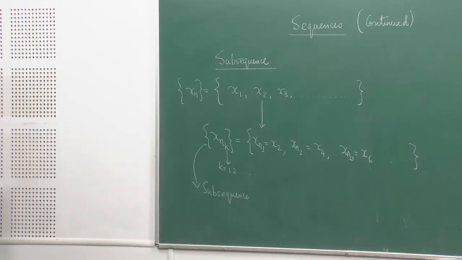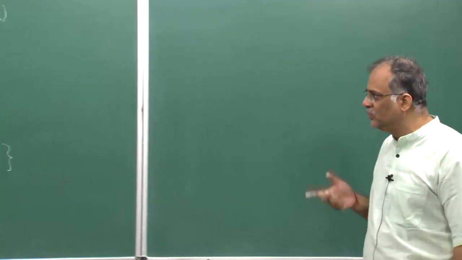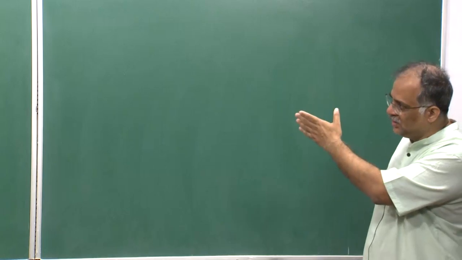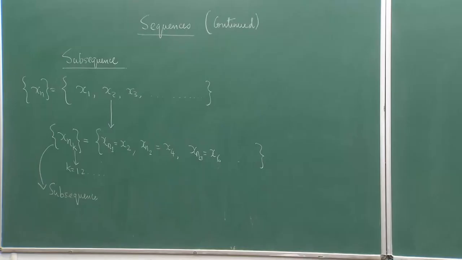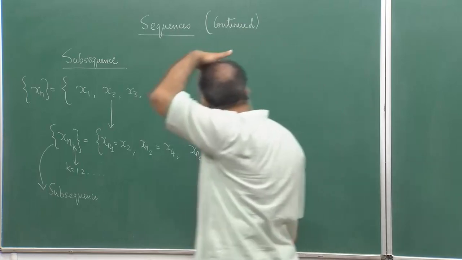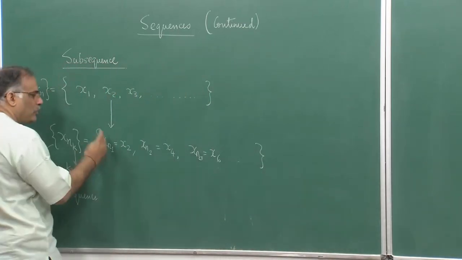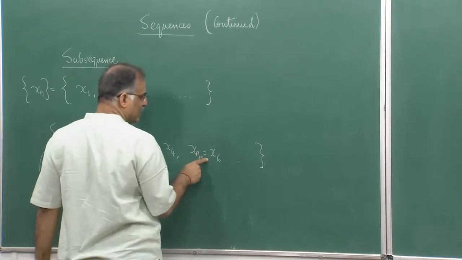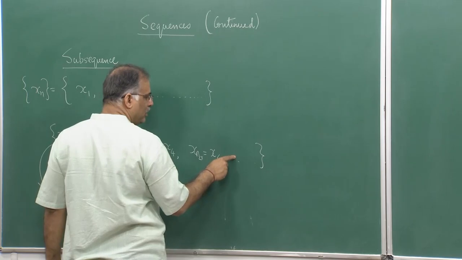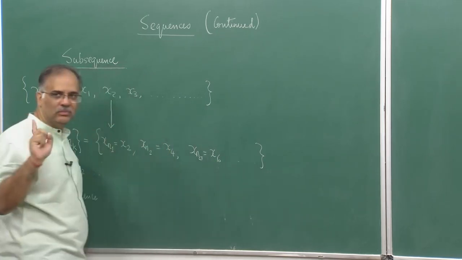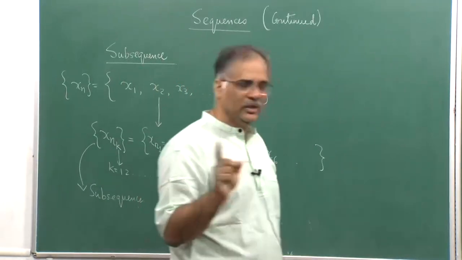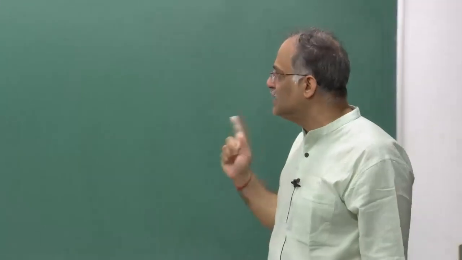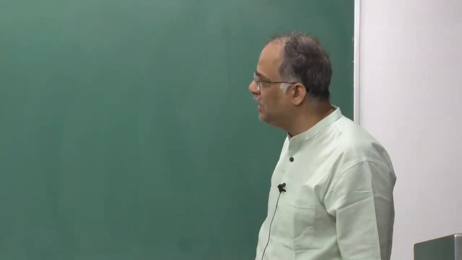So it is a very crucial definition. It might look very simple, but it is not just a subset of the sequence that you have written down, it is something more. You have to maintain the order of the elements that you choose. Once you have x6, you cannot now write xn4 is x1, this will not be allowed. It has to be something bigger than x6. That is something you have to be very careful about.